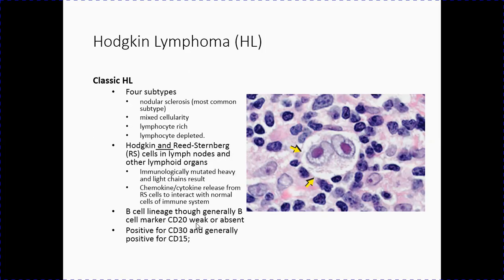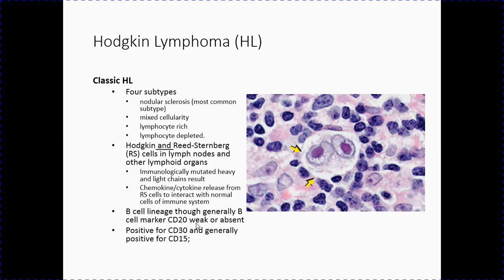So that classic Hodgkin's lymphoma that we just talked about, adult onset, the family cluster, being male, the post-Epstein-Barr, there are 4 subtypes of that classic form of Hodgkin's. The most common is the nodular sclerosis cell type. We also have mixed cellularity, lymphocyte rich, and then lymphocyte depleted. And that is what you would imagine they would be. We're going to focus on the nodular sclerosis because that's the most common.